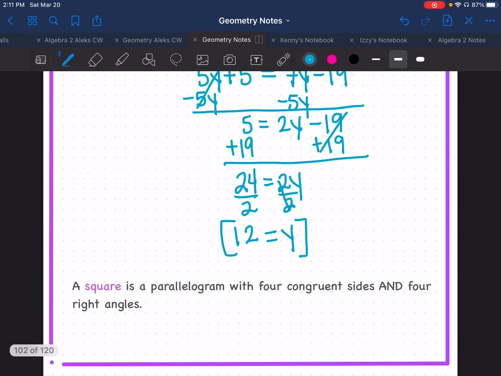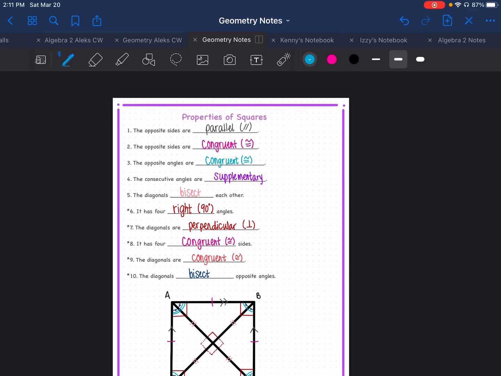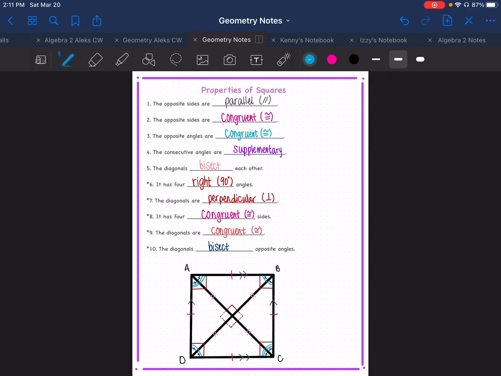All right, next we're going to talk about a square. A square is a parallelogram with 4 congruent sides and 4 congruent angles. Let's go ahead and take a look at the properties of my square. Let me zoom out so that you can see them all.